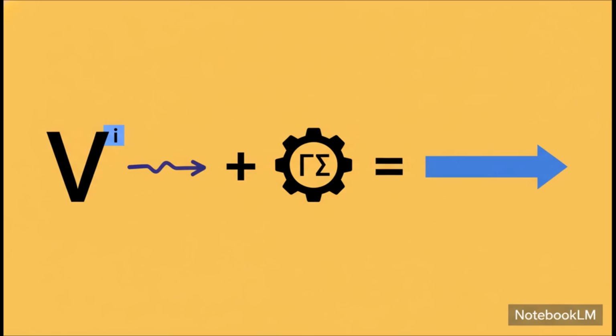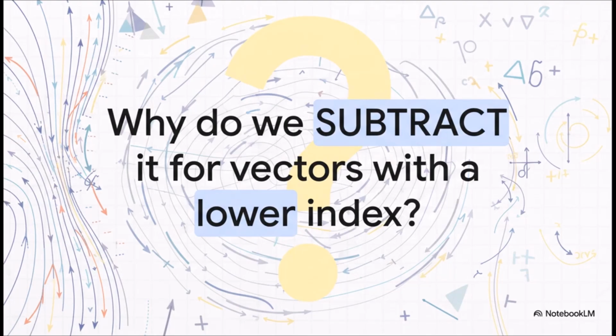So to correct for it, to cancel it out, what do you do? You add a correction term with the Christoffel symbol. Easy enough, right? A plus sign. But this, of course, brings us right back to our central mystery. If we add a correction for the vectors with an upper index, why on earth do we subtract it for the other type of vector, the covariant ones with a lower index?